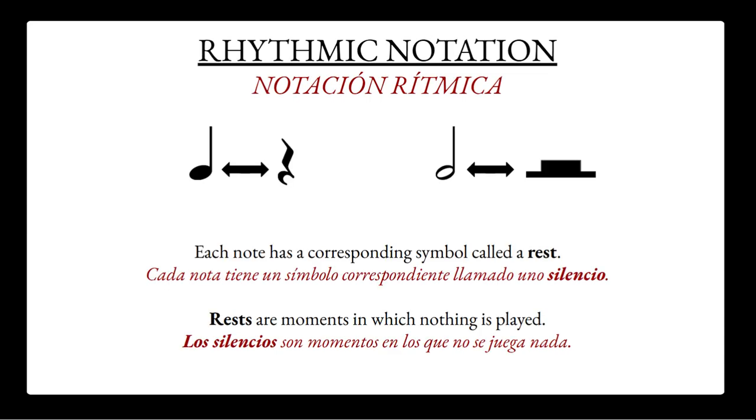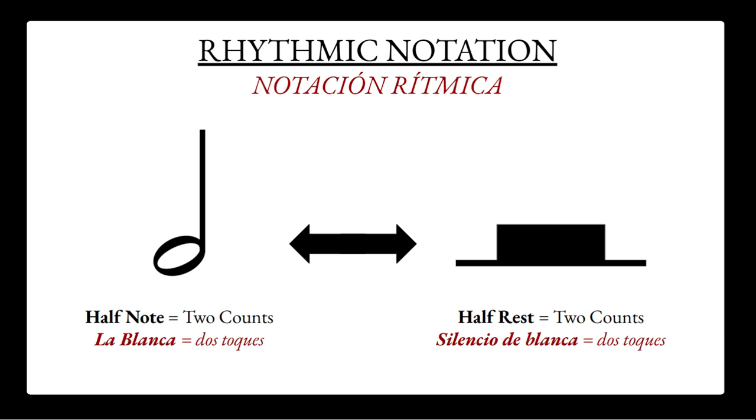And again, we saw in a previous lesson that for each note, there is a corresponding symbol called a rest. That applies to half notes as well. On the left here, we have a half note. That is two counts of music, two counts of stuff, two counts of noise. And on the right, we have the half rest. It's very distinct looking. It's just a big brick. And it is two counts worth of silence, two counts worth of nothing, two counts worth of rest.